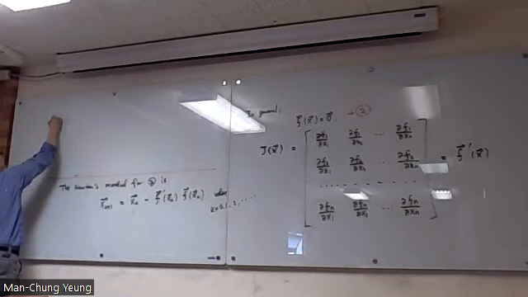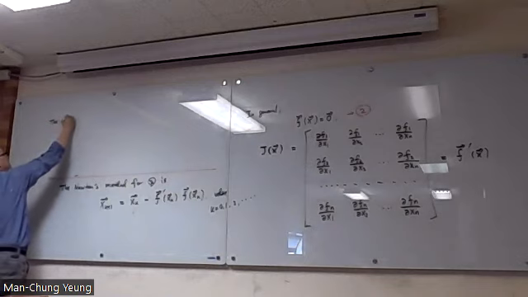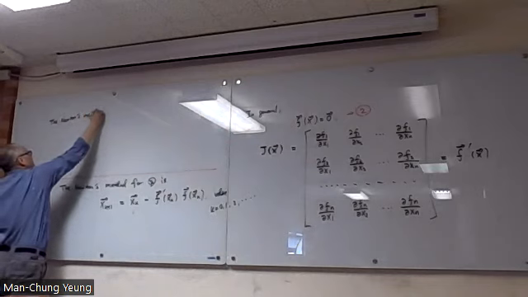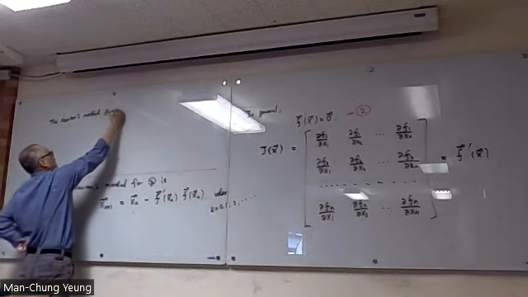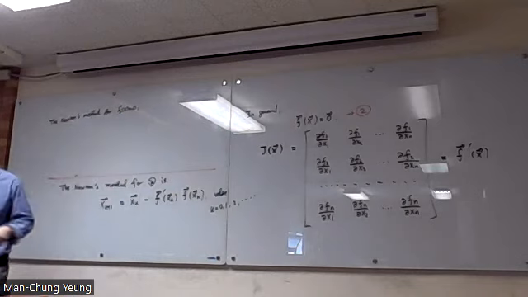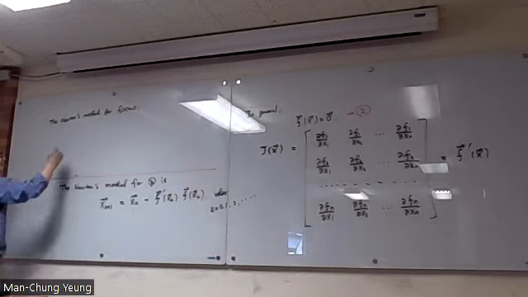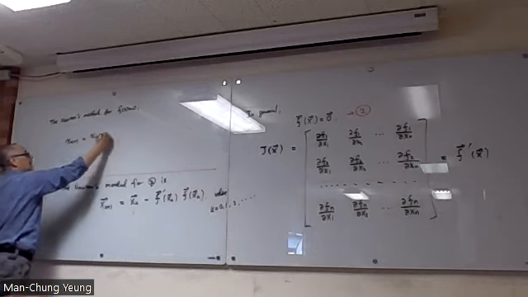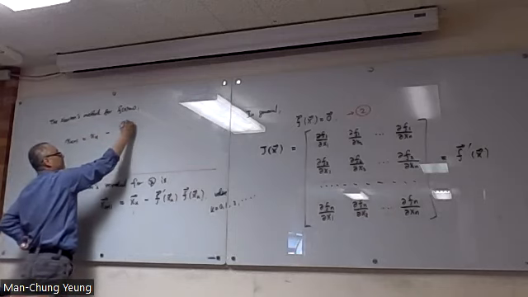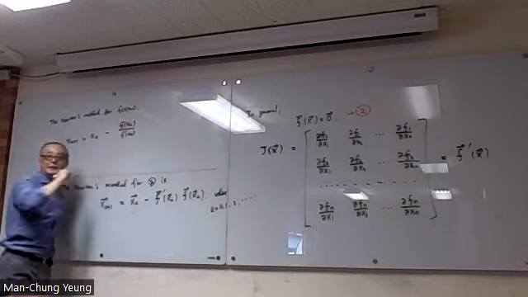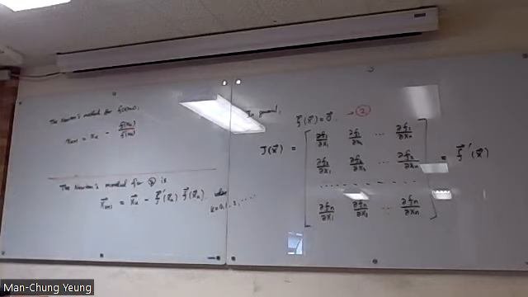Newton's method for a single equation is x_{k+1} = x_k minus f(x_k) over the derivative, right? You remember this formula for a single equation.